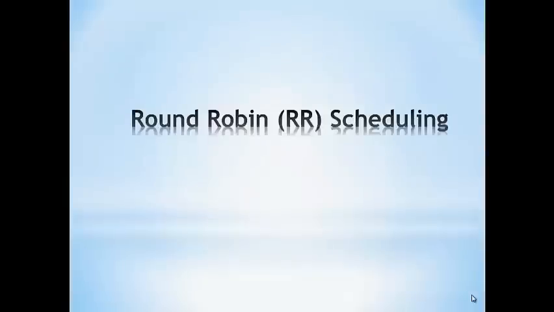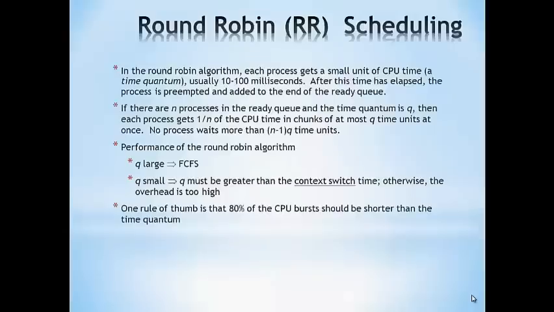Round robin scheduling algorithm. In this scheme, each process gets a small unit of CPU time, a time quantum, which is generally between 10 to 100 milliseconds. After the time quantum expires, the process is preempted and added to the ready queue. Technically speaking, if n processes are in the ready queue and the time quantum is q milliseconds, then each process gets 1/n of the CPU time in chunks of at most q milliseconds, and no process waits for more than (n - 1) * q milliseconds.